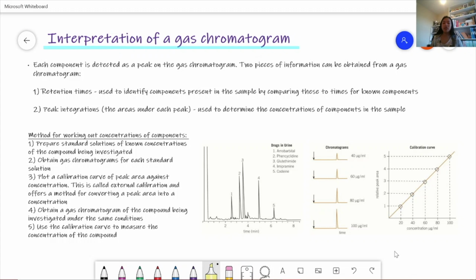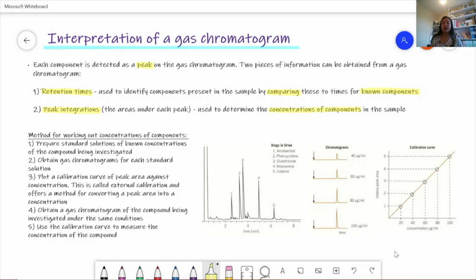So now we're going to look at how to interpret a gas chromatogram. So each component is detected as a peak on the gas chromatogram, and we can get two pieces of information from a chromatogram. The first is the retention time, and this is used to identify components present in the sample by comparing these to times for known components. So it's like the retention factor values when we look at thin layer chromatography. And then we can also look at peak integrations, which is the areas under each peak. And these are used to determine the concentrations of components in the sample.